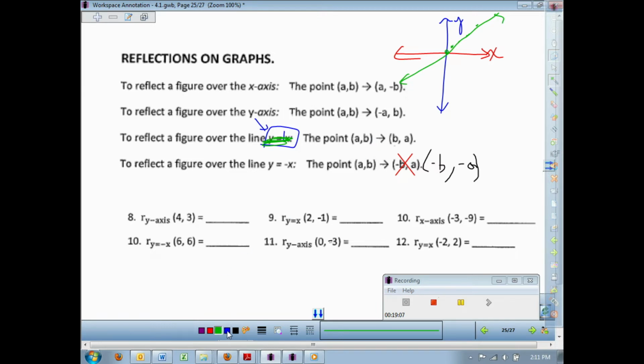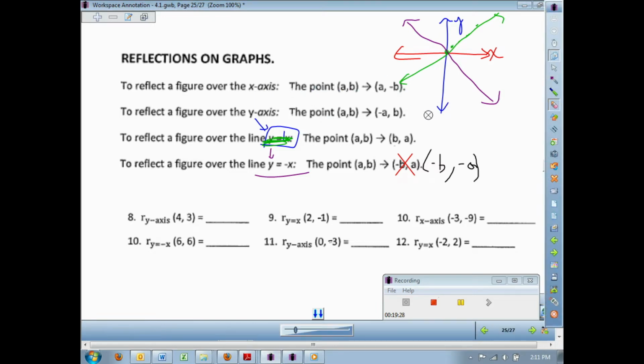And the line y equals negative x. What color am I missing? How about purple? Y equals negative x is in slope-intercept form. It's got a slope of negative 1 with the y-intercept of 0. So that will actually be that purple line right there. Those 4 lines are what we're going to reflect on. And here's the rules that we have.